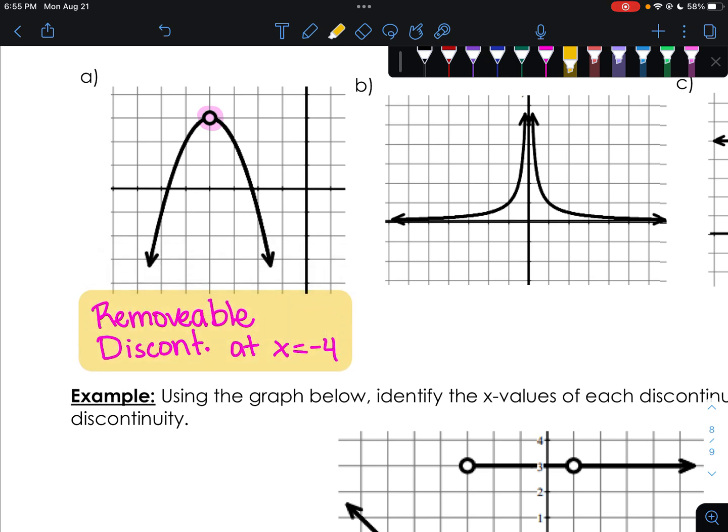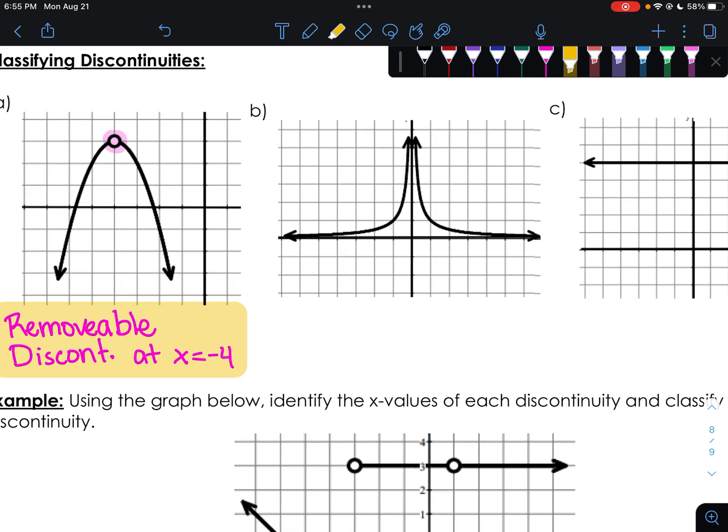Looking at the next one, okay, notice that I have both of these arrows going up towards positive infinity, but they're never going to actually touch this y-axis right here. So this is infinite discontinuity. Again, I'm going to abbreviate discontinuity. And that infinite discontinuity is happening at x equals 0.